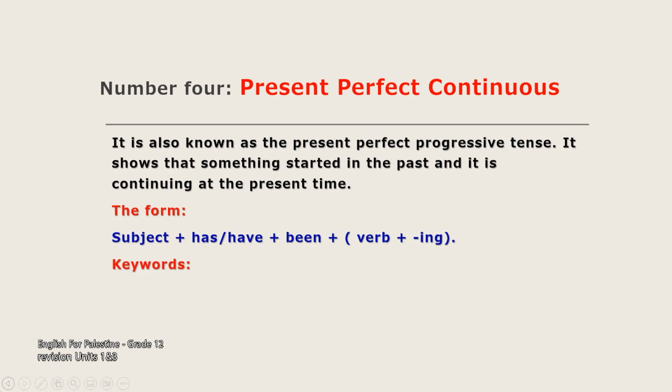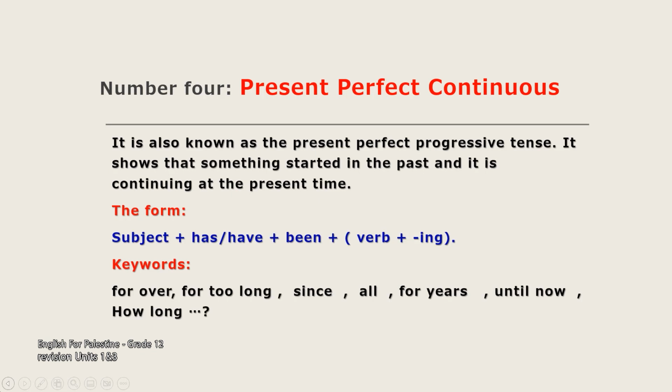Some key words about the present perfect continuous that you should memorize. We have for over, for too long, since, all, for years, until now, and in questions we use how long.